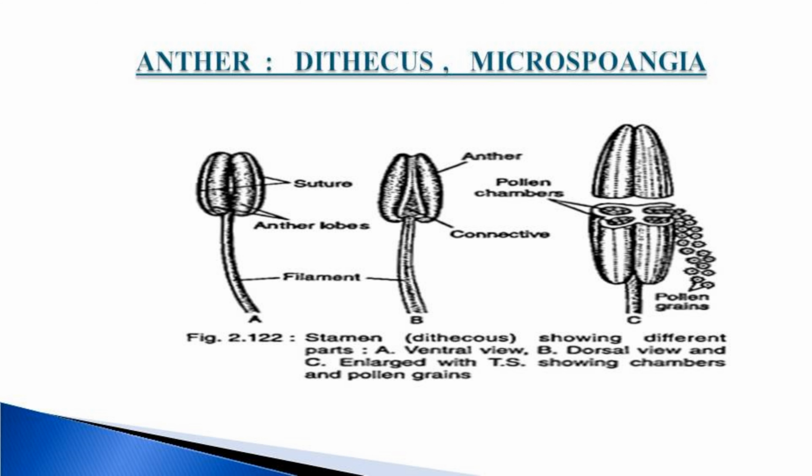And just focus on the word written on the top, that is dithecus. Theca means the chamber. Since it is bilobed, they are having two chambers, and total you can see four chambers. Since it is bilobed, they are having total four chambers there, and you can see the release of the microspores or pollen grains from the microsporangia.